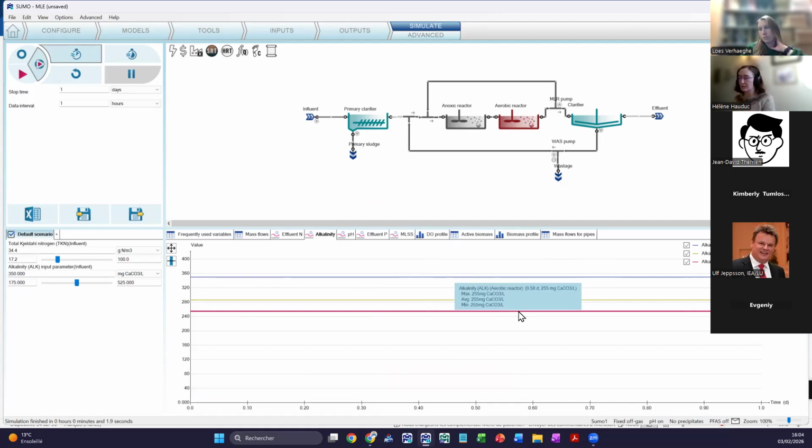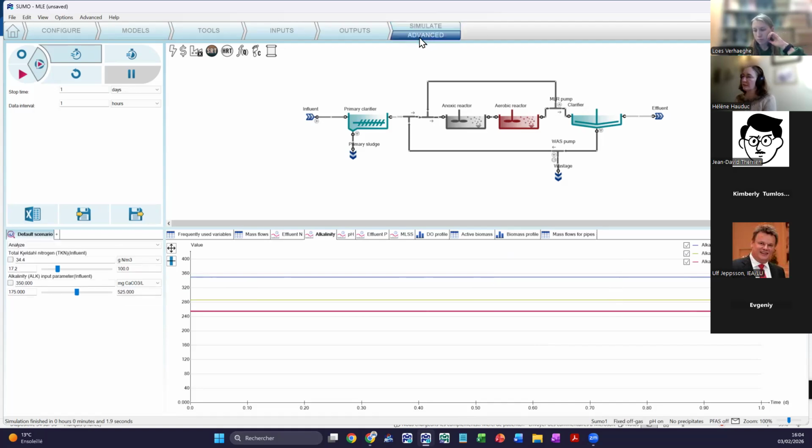So this is the loss of alkalinity because of the nitrification. But everything is good. We have a good pH, alkalinity is still high. That's good. Then I will turn into advanced mode, and I will vary the total Kjeldahl nitrogen from the influent between, let's say, 10 milligram per liter to 100 milligram per liter. And I will take 10 steps and run a steady state analysis.